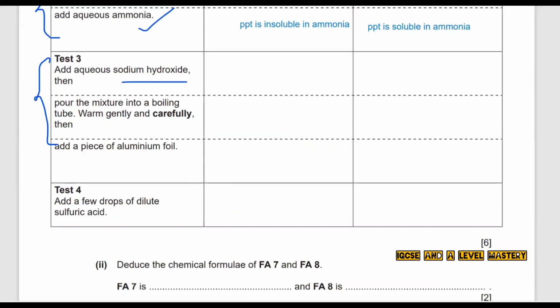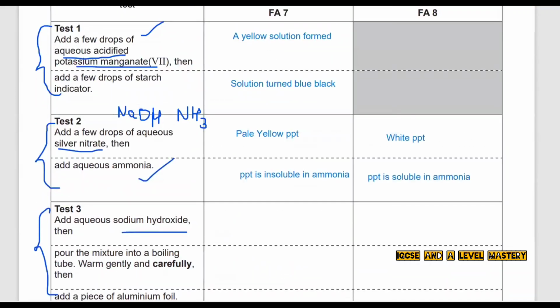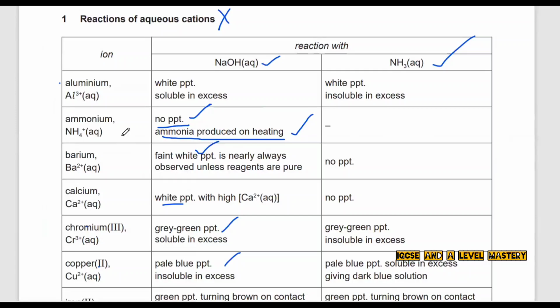When I added NaOH to Fa7, I didn't get any precipitate. That is, no PPT was formed, which means it could be ammonium, because ammonium is the only cation that doesn't give any precipitate when NaOH is added. So there could be a possibility of ammonium.